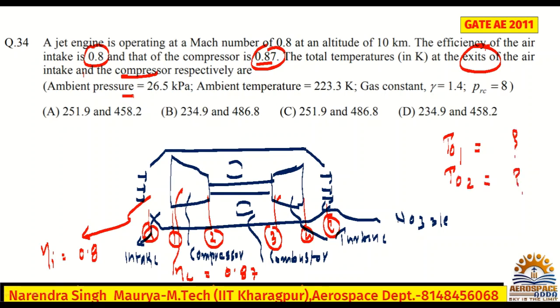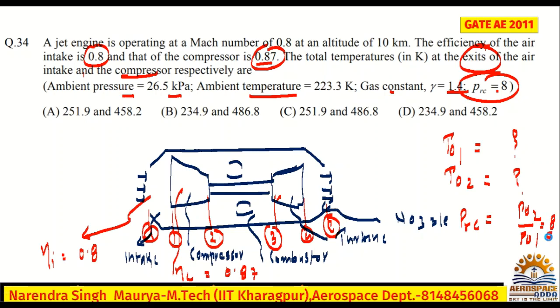They have given ambient pressure, ambient temperature, gamma, and PRC. This is the compressor pressure ratio. PRC is the compressor pressure ratio, meaning P naught 2 by P naught 1. For the compressor, it means 2 and 1. So that pressure ratio is P naught 2 by P naught 1. That value they have given to us, which is nothing but 8.